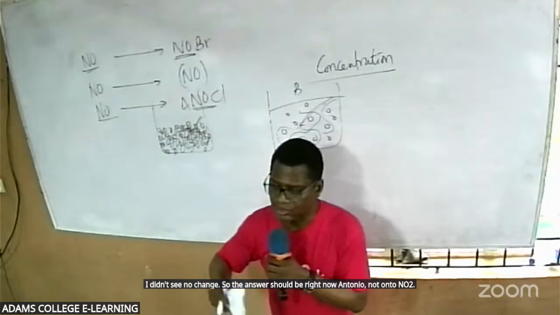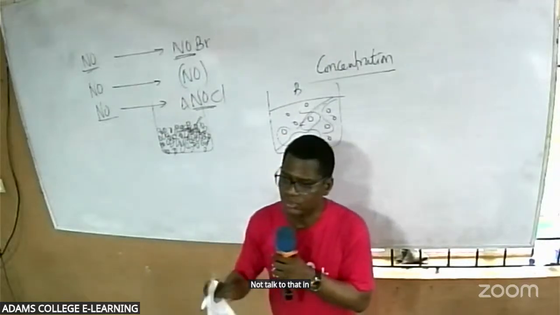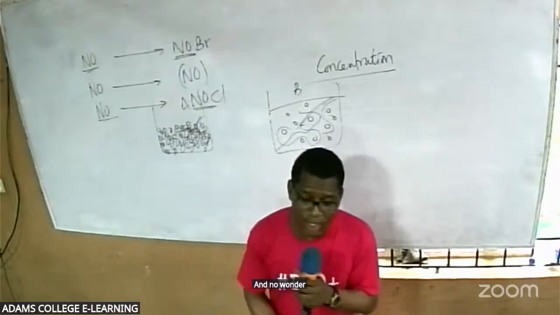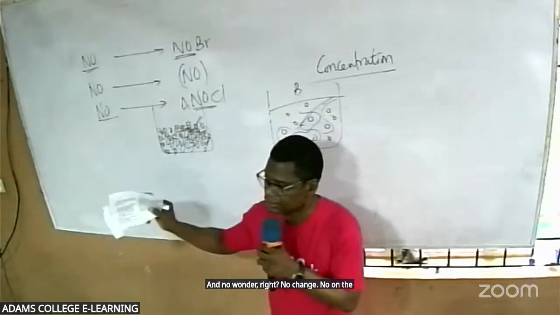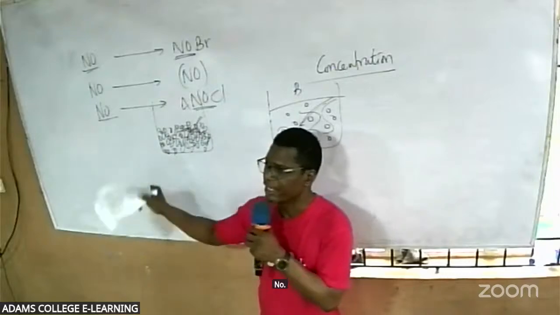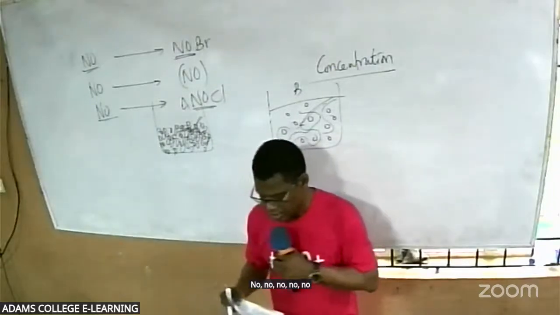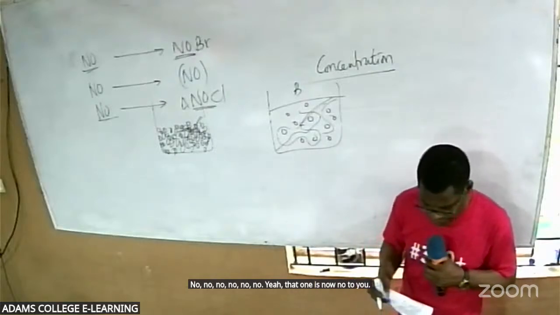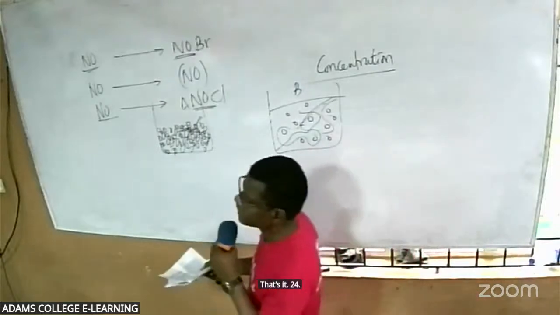You have NO, now turn to NO2. Nitrogen 2 oxide, now turned to nitrogen 4. You don't have to start calculating one by one. NO on the left, NO on the right, no change. NO on the left, NO on the right, no change. The other one is now NO2. That's it. 34, I've answered this one last week.